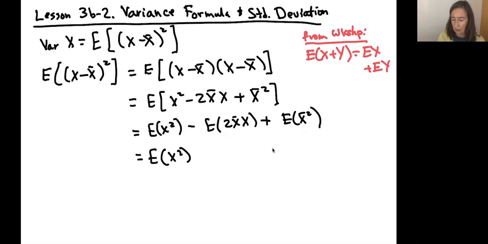But now looking at the next term, 2 is a constant. I can pull that outside of the expectation operator. But so is x bar, right? I keep saying x bar is just a number here. It's just like a in the ax plus b. So we can pull it outside. That's what I'm going to do. So the expectation of the number 2 x bar times random variable x is that number 2 x bar times the expectation of x by itself.